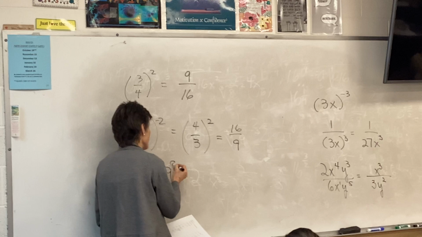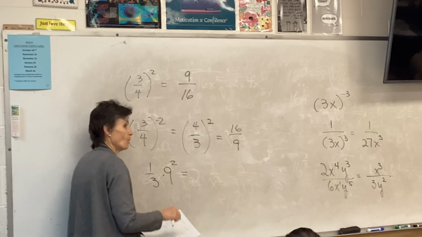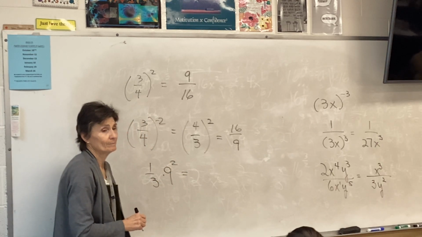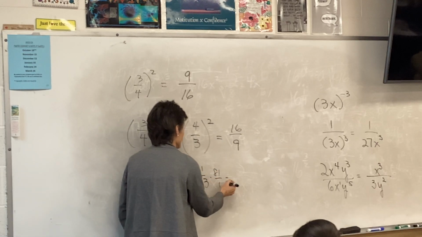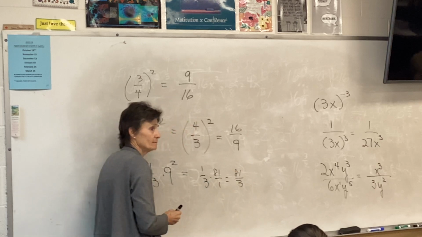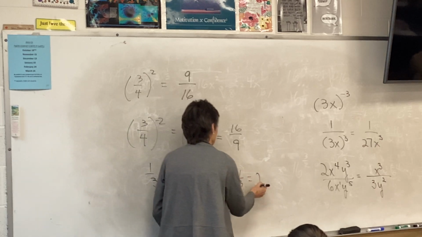1/3 times 9 squared. Please don't let problems like this throw you off. What's 9 squared? 81. So this is 1/3 times 81. So it's 81 divided by 3? 27. Wow.